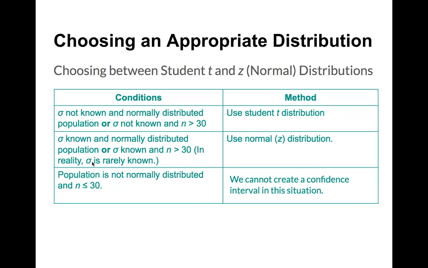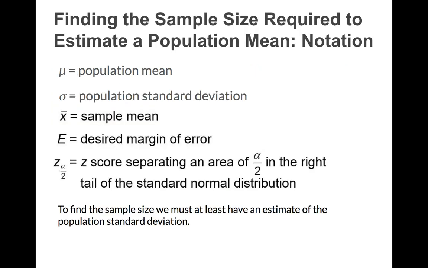Now, if the population is not normal and n is less than or equal to 30, then we cannot construct a confidence interval for this situation. And that's it. There are some tweaks we can do to get an approximate interval, but for the purposes of this class, we can't do it.